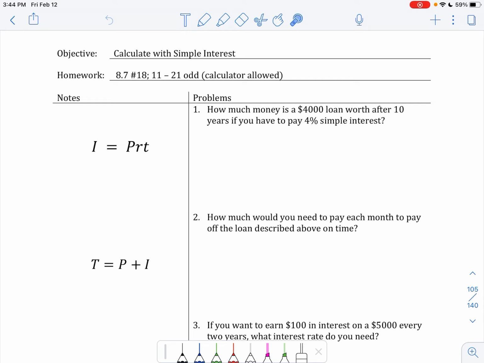So this week we're going to be talking about interest. This lesson's on simple interest. There's also an interest called compound interest that we'll look at on Thursday. So we're going to start by defining what interest means.